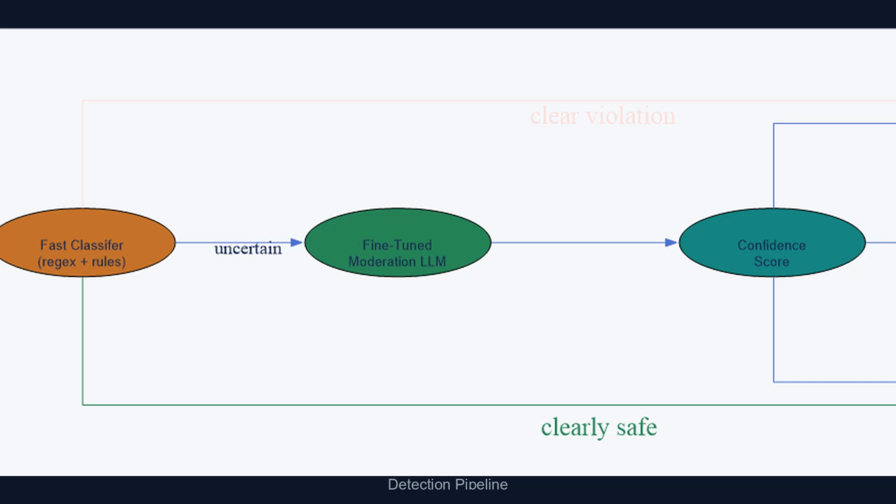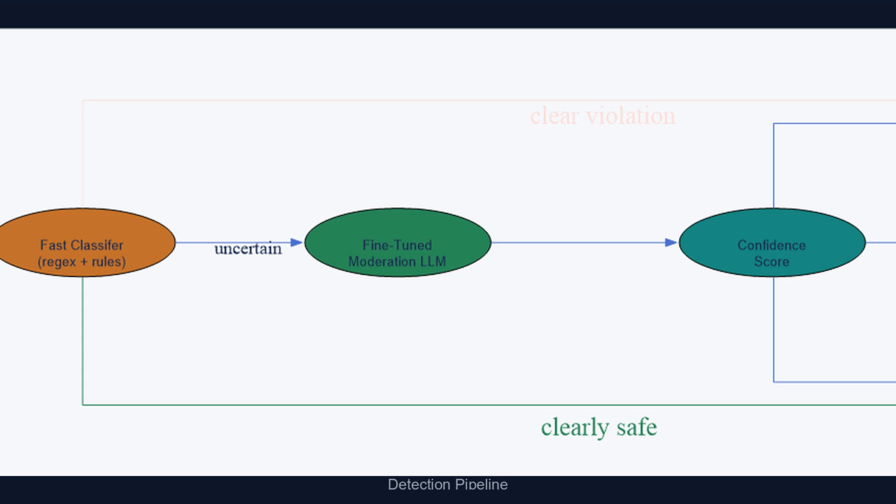The detection pipeline diagram shows how automated and human review work together rather than in isolation. User content enters a fast classifier first, regex patterns and rule-based checks that can make an instant determination on clear-cut cases. Clear violations get actioned immediately. Clear safe content gets approved.